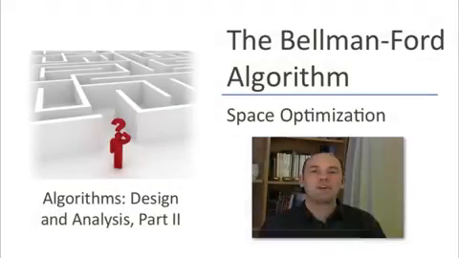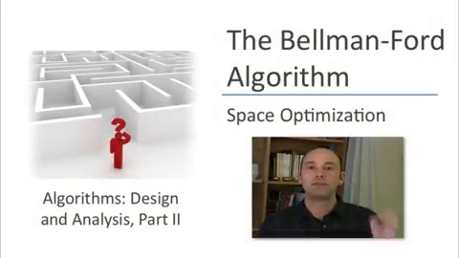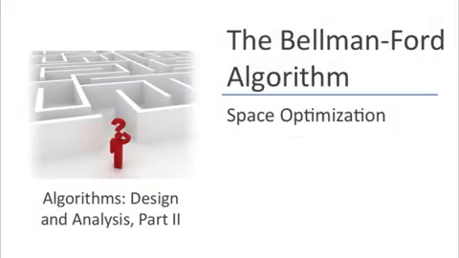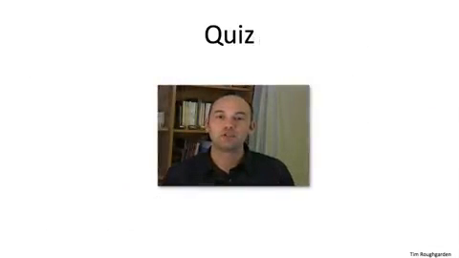So we've talked a bit about various running time optimizations of the basic Bellman-Ford algorithm. Now let's talk about optimizing the space required by the algorithm. To orient ourselves, let's just think about how much space is needed by the basic algorithm we've been studying thus far.